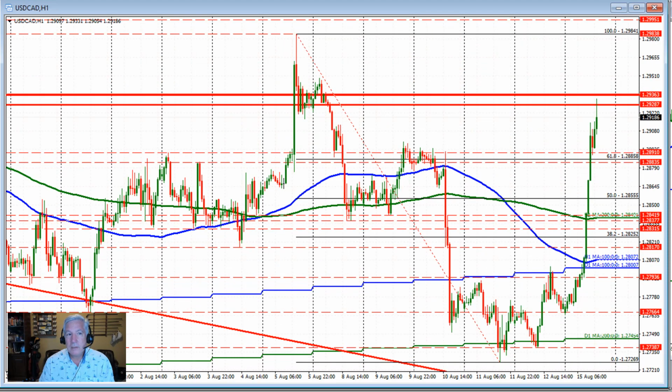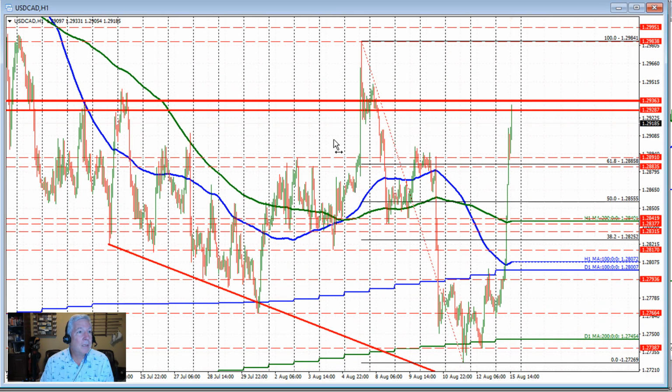Let's take a look at the dollar versus Canada. We have oil prices moving sharply to the downside here today. If we look at this currency pair, that has led to a lower loonie or higher dollar versus Canada. When dollar Canada goes higher, the Canadian dollar goes lower. We saw the break back above the 100-hour moving average, 200-hour moving average, 50% retracement, 61.8% retracement, this swing area right here. And we're heading up to another swing area through here.